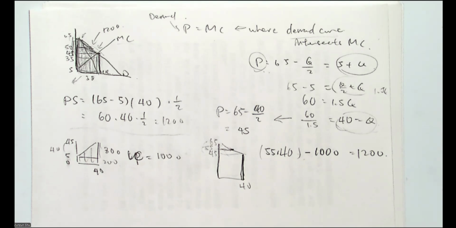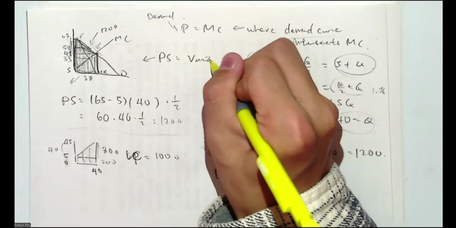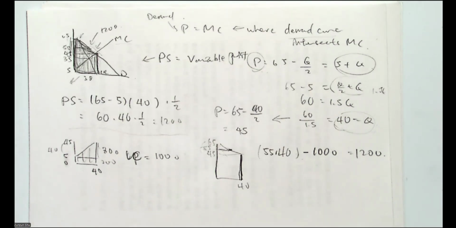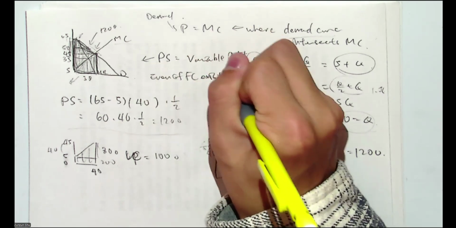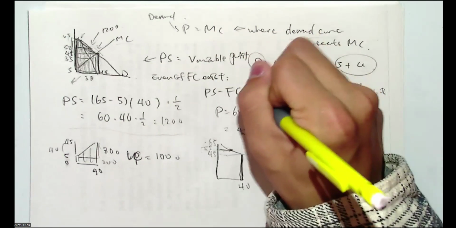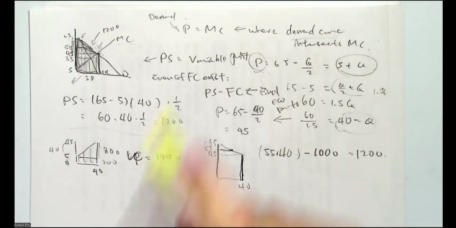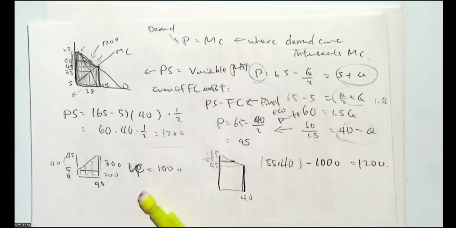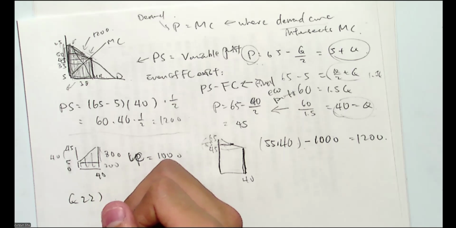So you see, it's good to know that producer surplus is equal to variable profit, which is going to be your final profit if there is no fixed cost. But even if there is a fixed cost, all you need to do is PS minus fixed cost, and you get your final economic profit. Okay, so that's 21.